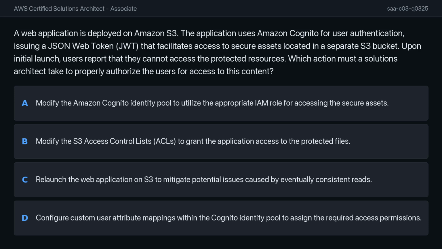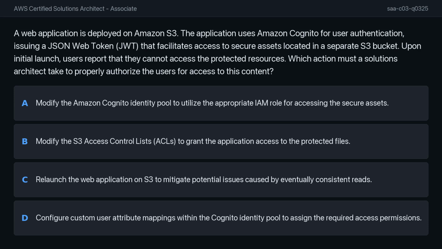Which action must a solutions architect take to properly authorize the users for access to this content? Option A. Modify the Amazon Cognito identity pool to utilize the appropriate IAM role for accessing the secure assets. Option B. Modify the S3 access control lists to grant the application access to the protected files.